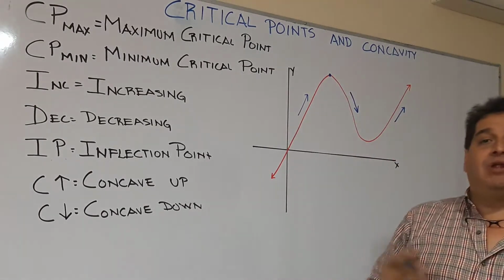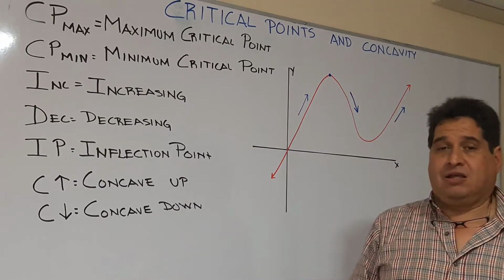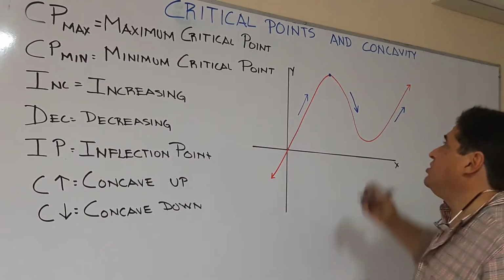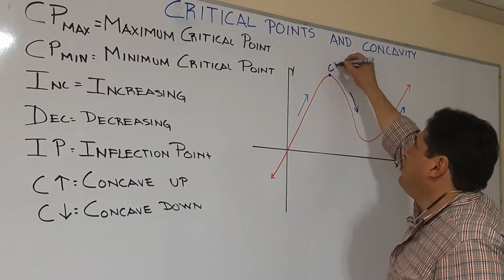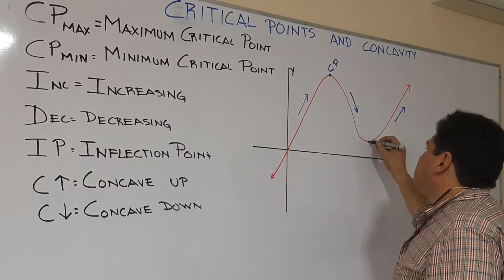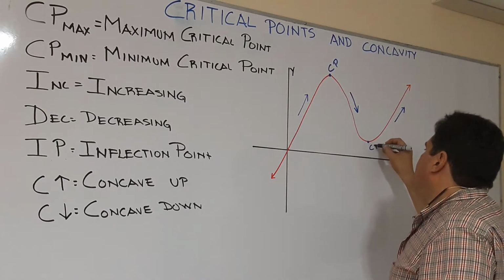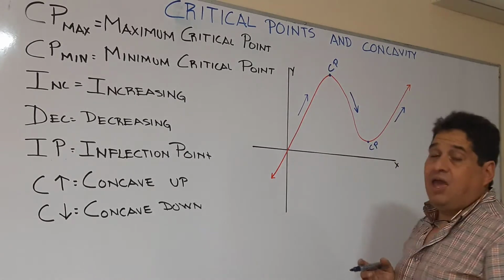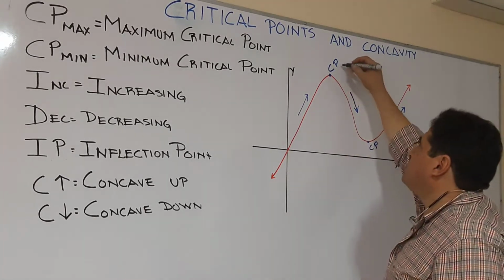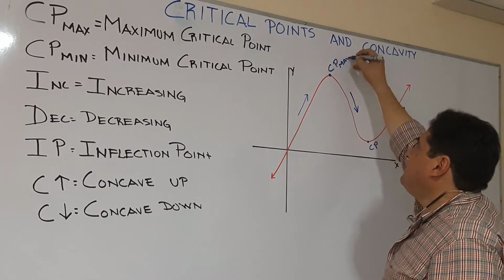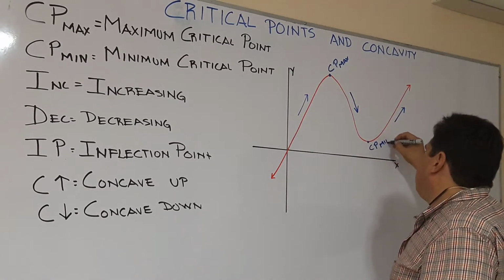How's the slope? Positive or negative? Or none? We don't have a slope at that point, so that's going to be my critical point. Same thing happens down here. That's going to be a critical point. Okay? And since that's the one on the top, that's going to be the maximum, and that's going to be the minimum.